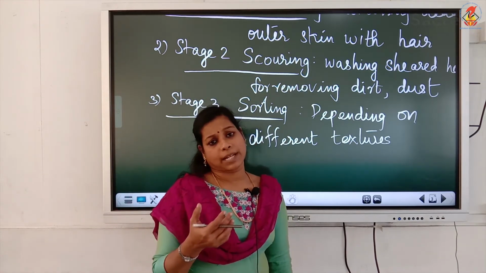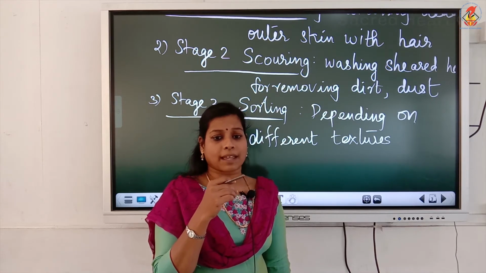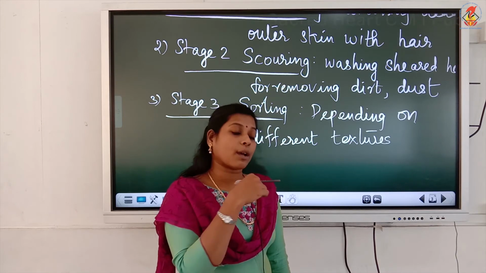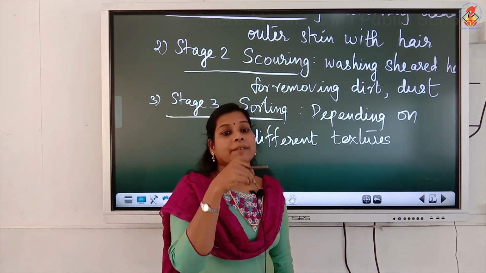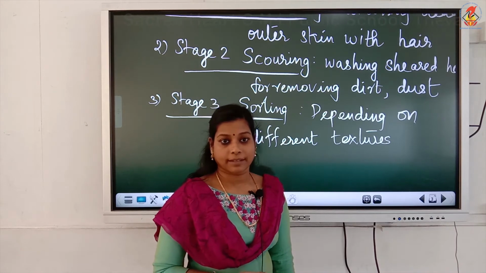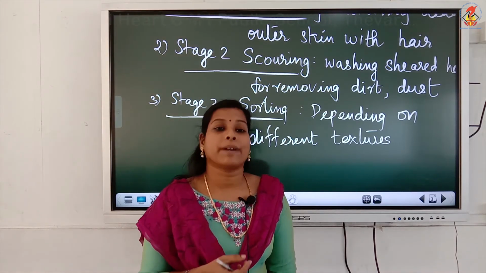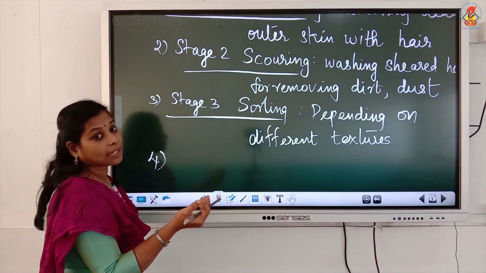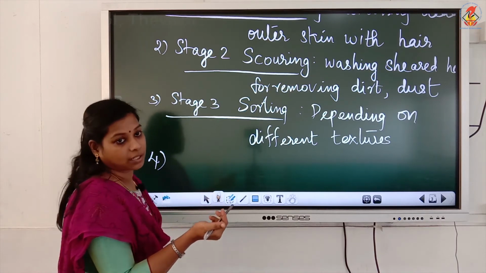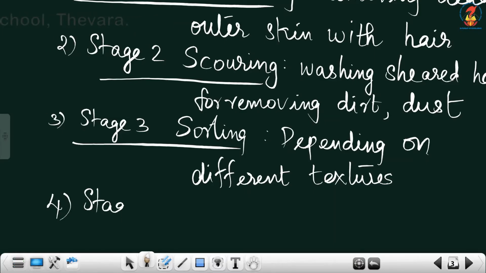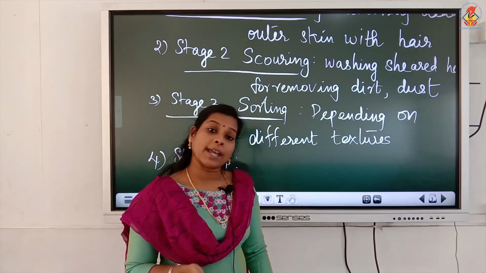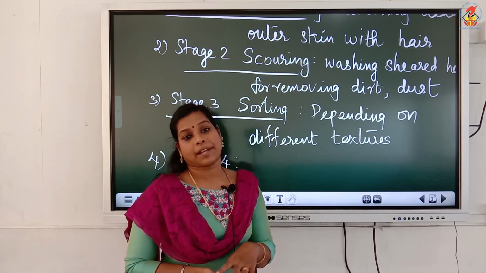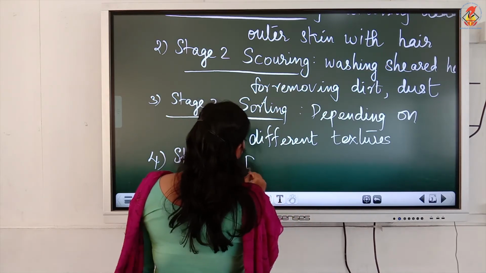When you are wearing a sweater, sometimes if it is not a new one, definitely you can observe small hairs coming out from that fabric, right? That is known as burr. So, burrs we have to remove by picking them by hand or using any machine. So, in stage 4, we have to remove burrs, and after removing burrs, we are washing it again and drying.